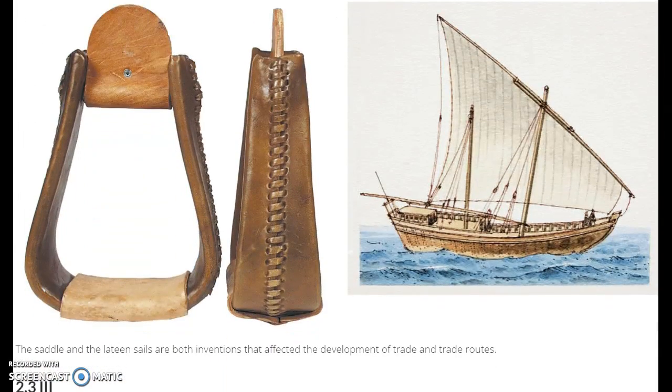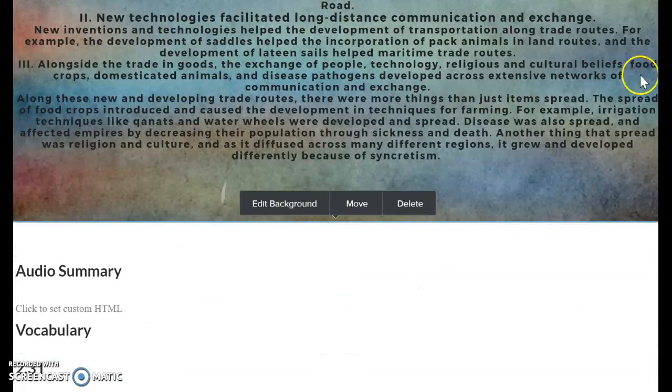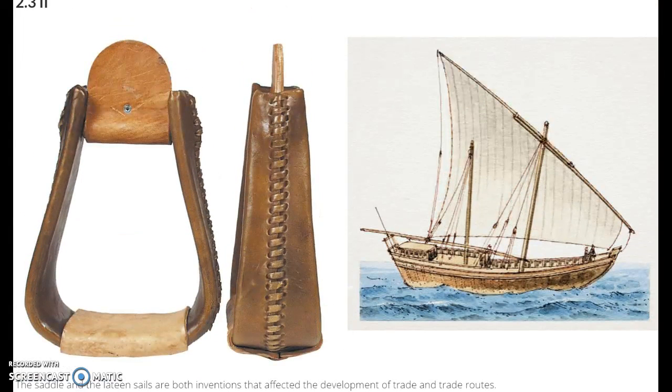The second one, these are two inventions that help trade. These are stirrups for a saddle, and you could now ride and use pack animals to transport your goods from one place to another. And another is the dhow ship with the lateen sail, which is the triangular sail that you can see. And it was used to navigate the sea more easily. So you could more easily get your goods from one place to another, but using the sea.